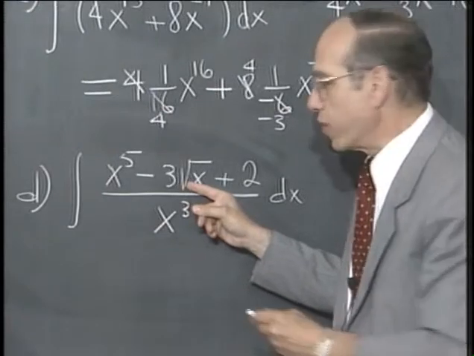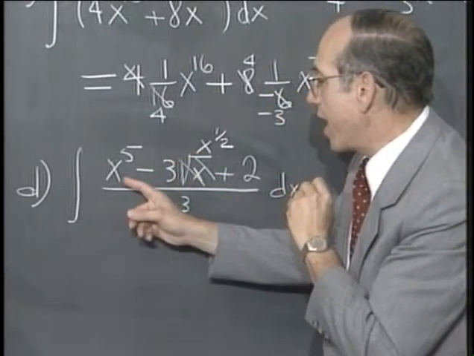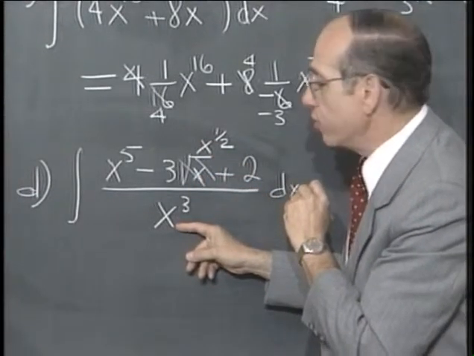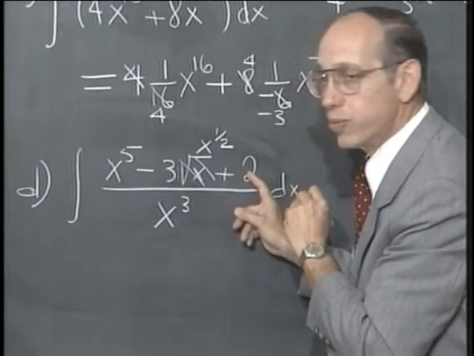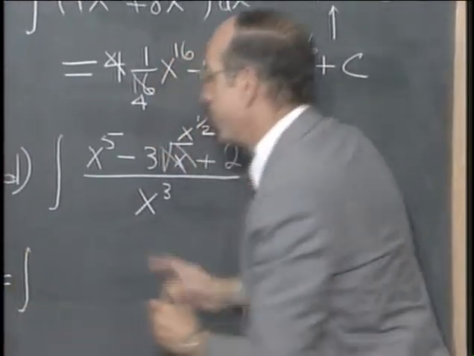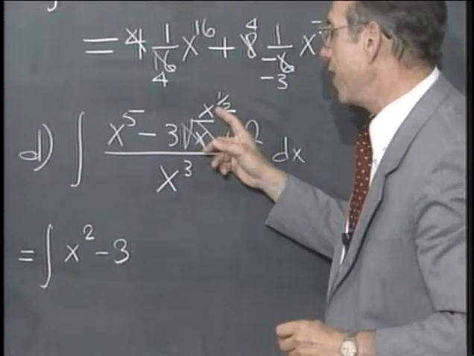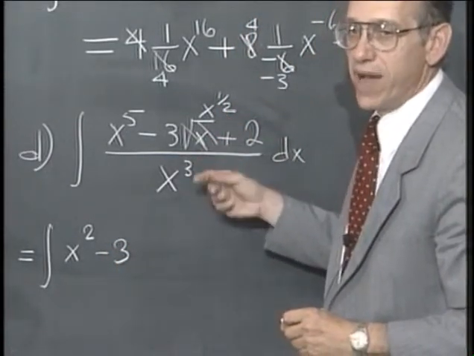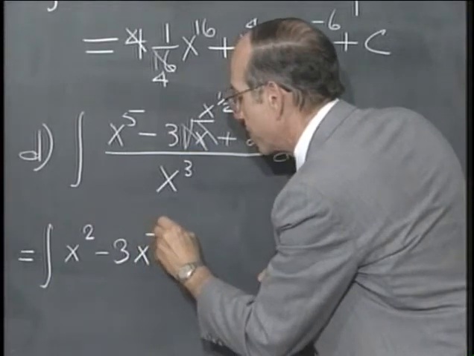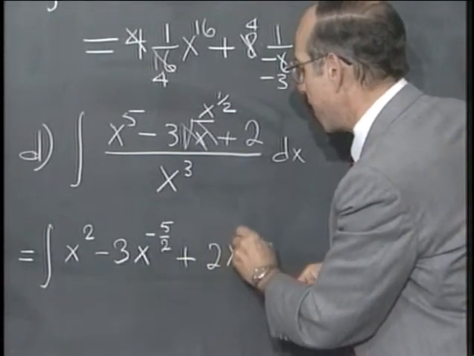First of all, we'll replace the square root of x by x to the 1/2 power, which is really the same thing. And now what I have is x to the 5th minus 3 times x to the 1/2 plus 2, the whole thing divided by x cubed, which means that I can really divide each term in the numerator by x cubed. If I divide each term by x cubed, I get the integral of x to the 5th divided by x cubed is x squared, minus 3 times, now, x to the 1/2 divided by x cubed, that's x to the 1/2 minus 3, which is minus 2.5 or minus 5/2. So this is x to the minus 5/2 power plus 2 divided by x cubed. That's 2 times x to the minus 3 power.